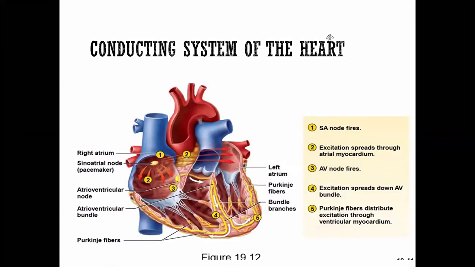The conducting system of the heart. So we know that your pacemaker is your SA node, sinoatrial node, the pacemaker located in the right side of your heart, the atrial area, no? In the right atrium. Then the excitation spreads through the atrial myocardium. So this would be the one. Then you have atrial, yes, and later on you will have another view for this.